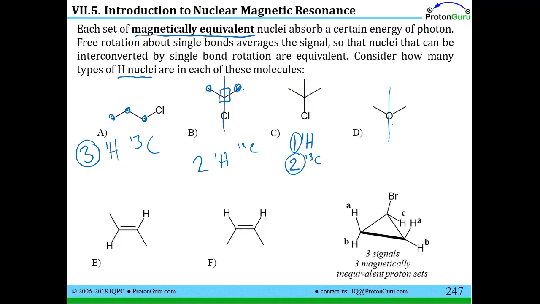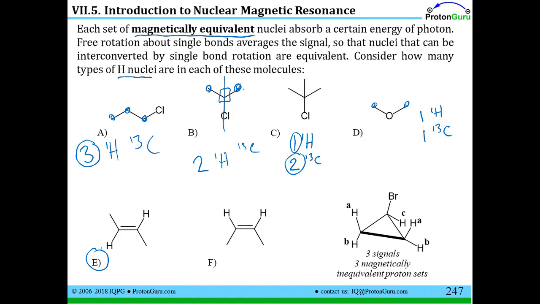Compound D, you can see the symmetry. So all six of the H's are chemically and magnetically equivalent. We'll see one signal in the proton NMR spectrum. And we also have just the two carbons related to each other, one signal in the carbon 13 NMR spectrum.